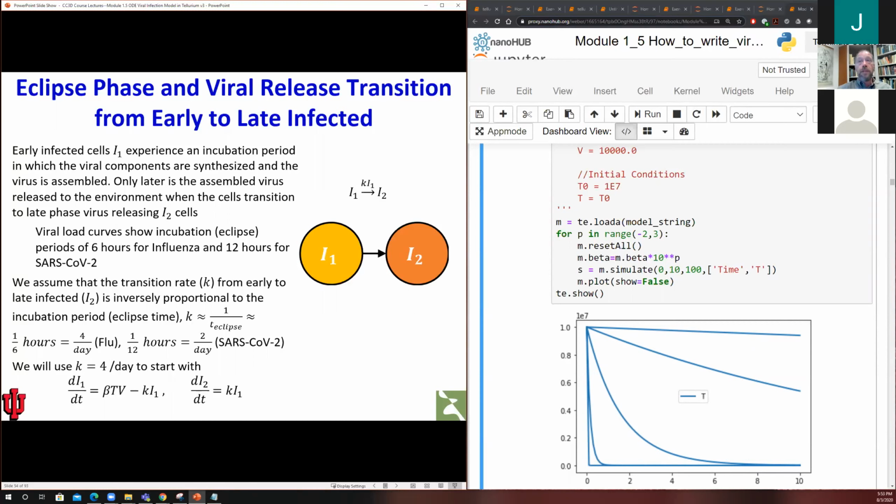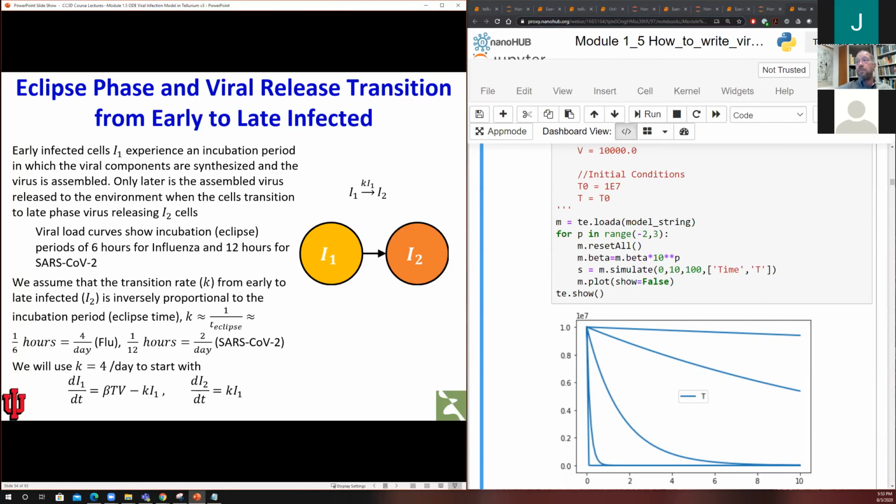For influenza, the delay is 3 to 6 hours. For SARS-CoV-2, it's about 6 to 12 hours. And we're going to re-express those things in terms of days. So a 6-hour delay would be 1/4 of a day, and so that means that K will be 4. That is 4 per day for flu, and it would be about 2 per day for SARS-CoV-2. And we'll use K equals 4 per day to start with.